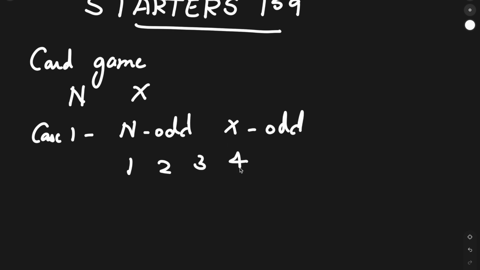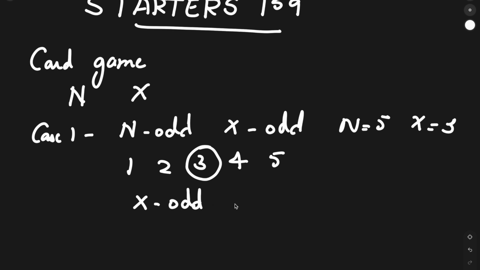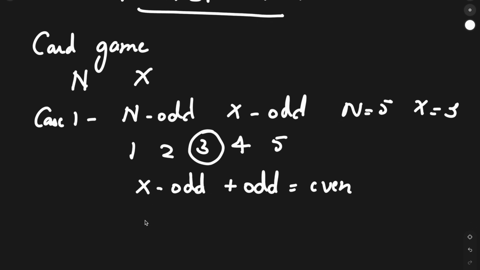Case number 1 will be n being odd and x being odd. Let's take n as 5. So 5 cards: 1, 2, 3, 4, 5. And let's take x equal to 3. Now x is already taken by Chef. The only pair that can make an odd number even is an odd number itself. So in this group you are left with 1 and 5. So you have 2 odd numbers left. So the answer will be 2.